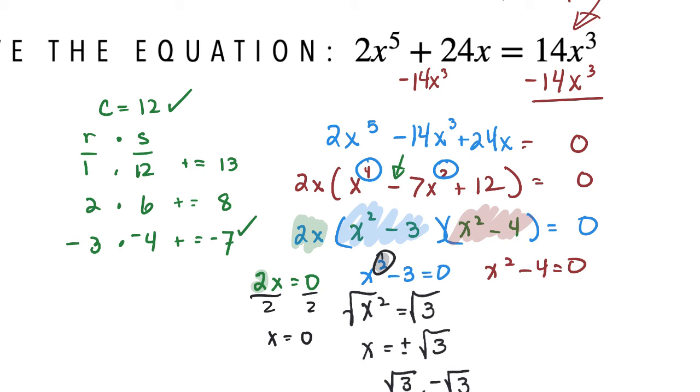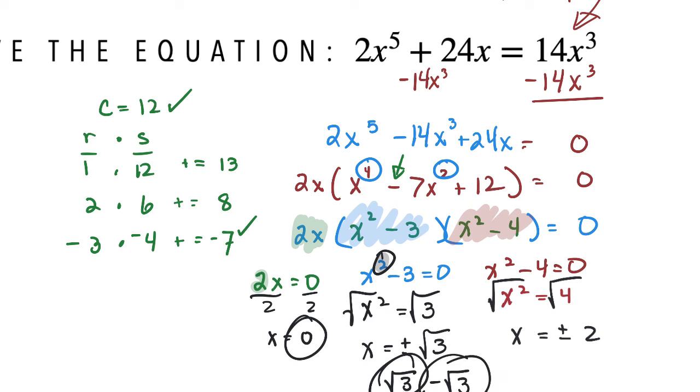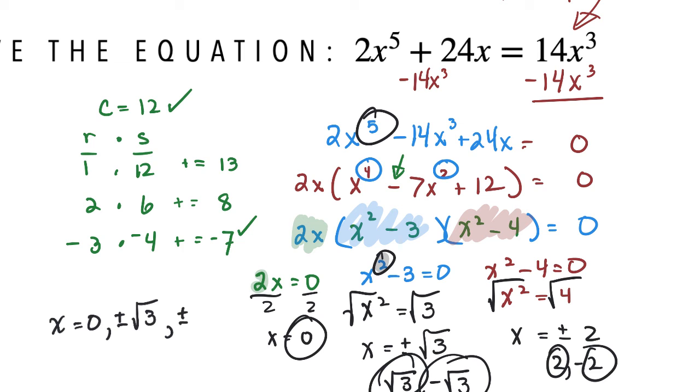This quadratic, just like all quadratics, gave us two solutions. And again, this x squared minus 4, I could do difference of squares, but I might as well use the square root method on it. It has no b term. I square root both sides, plus or minus 2. So we ended up with 1, 2, 3, 4, and 5 solutions for this fifth degree polynomial. So our solutions we'd write are 0, plus or minus root 3, and plus or minus 2.